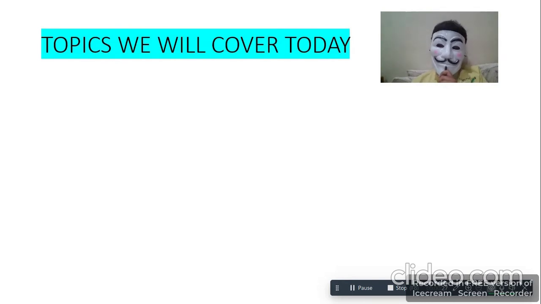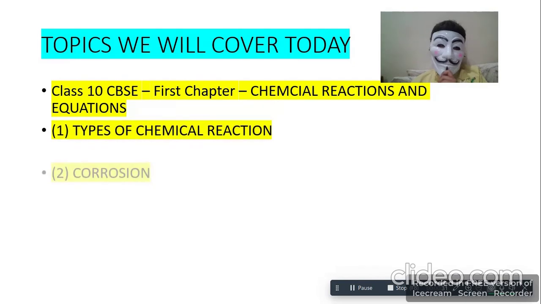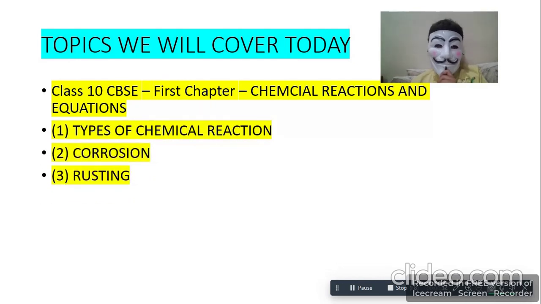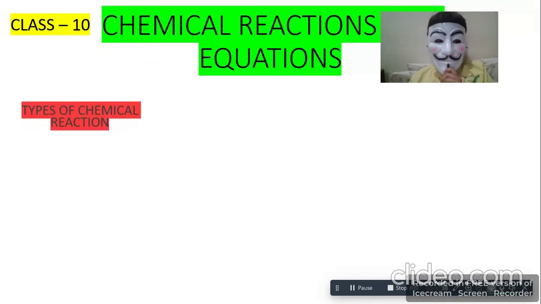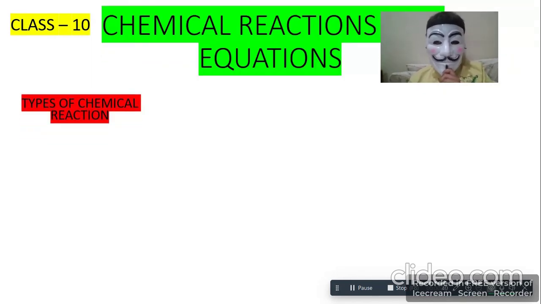Topics we will cover today. So topics we will be covering today would be types of chemical reactions, second corrosion, and also rancidity, and also how to prevent them. So let's start. So class in chemical reaction and equation, types of chemical reaction. As we had learned about chemical reactions before, we must be knowing that there must be some types also of chemical reaction. So we will check them also.